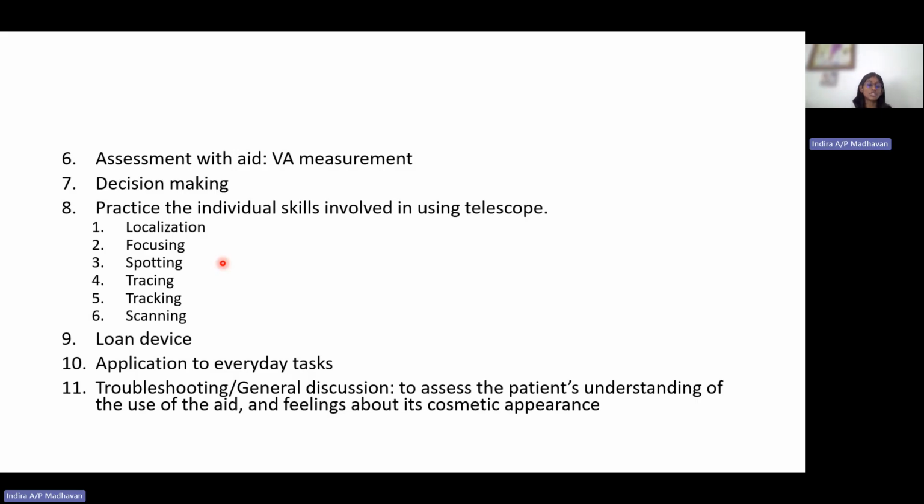So all these individual skills need to be taught to the patient, train the patient with that, only if you're going to prescribe the telescope to the patient. If you're not prescribing, then there's no need to do this.